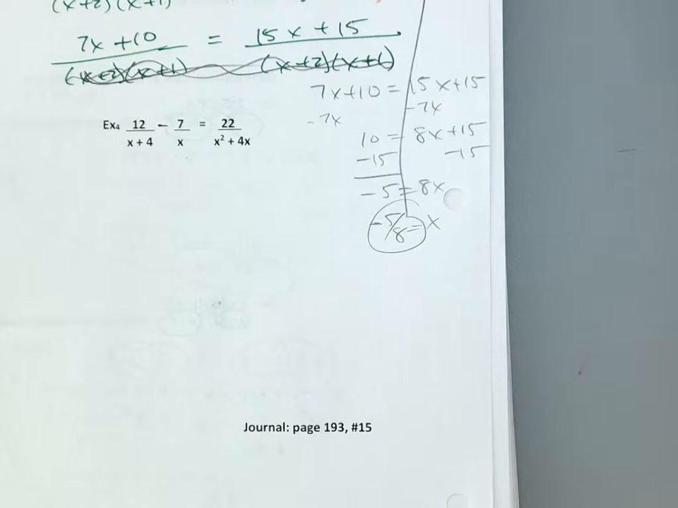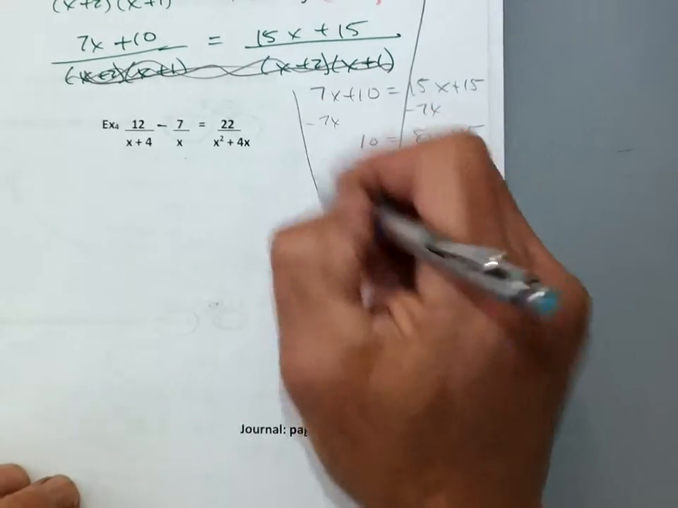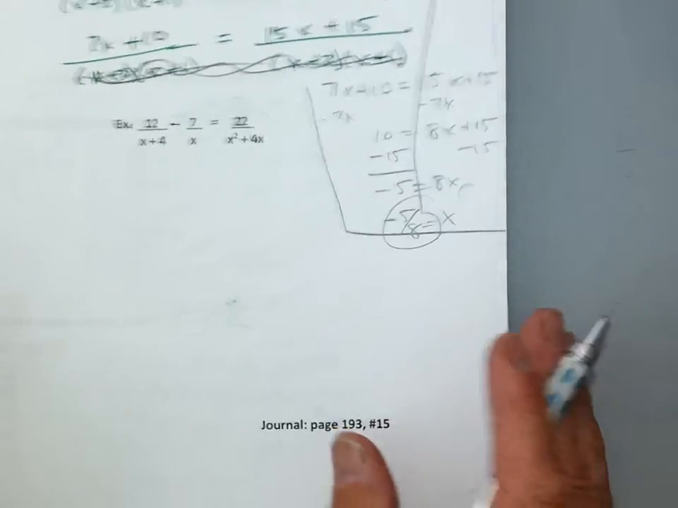Isn't that a cool little trick? It only works if you have an equal sign. Because if you have an equal sign, you can multiply both sides by the same thing, right? So once you get your common denominator, you can just get rid of it, okay? So let's look at example 4. Almost done.